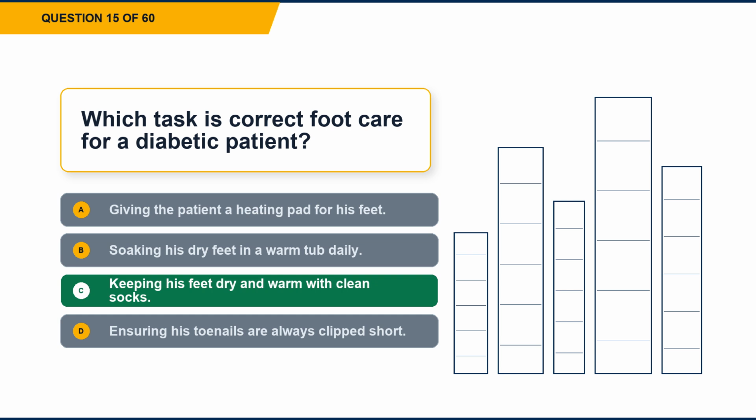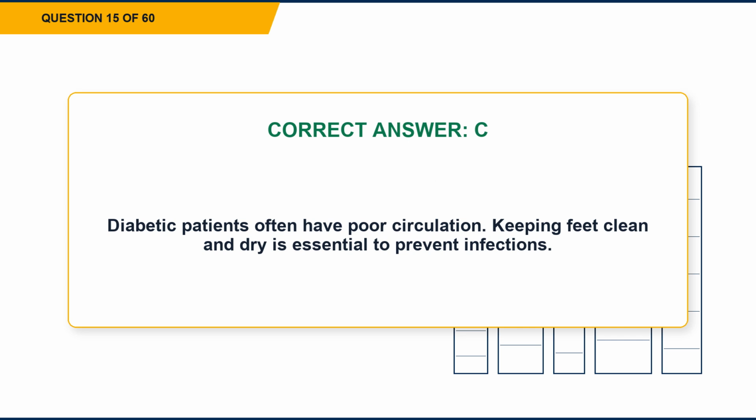The correct answer is option C, keeping his feet dry and warm with clean socks. Explanation: diabetic patients often have poor circulation. Keeping feet clean and dry is essential to prevent infections.